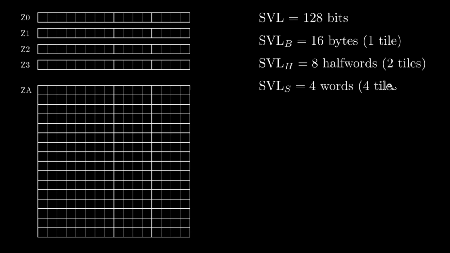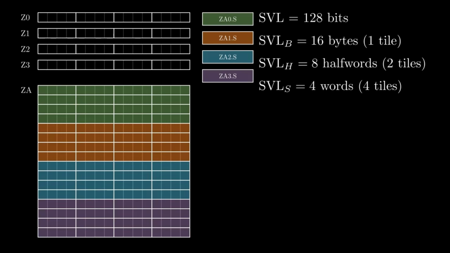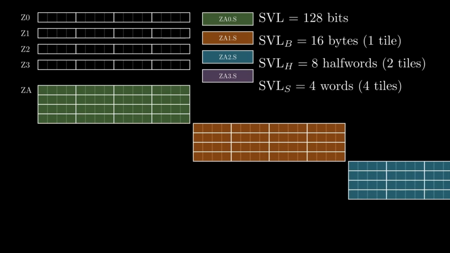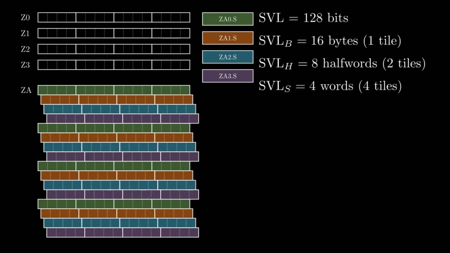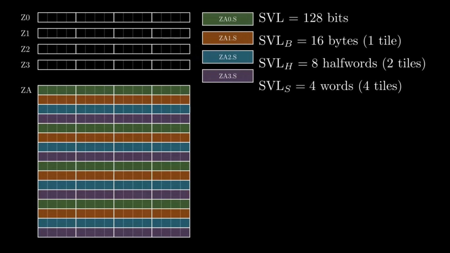Similarly, when the ZA tile is referenced as 32-bit words, there are 4 words per row. So a square tile would be 4 rows high. This means the ZA storage can host 4 32-bit tiles named ZA0.S through ZA3.S. As before, the virtual ZA tiles are interleaved in the physical ZA storage.